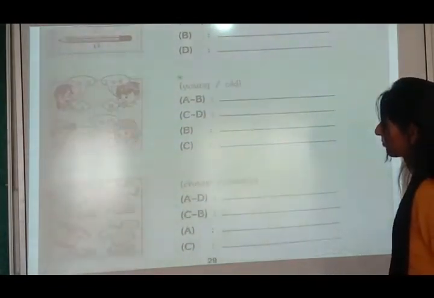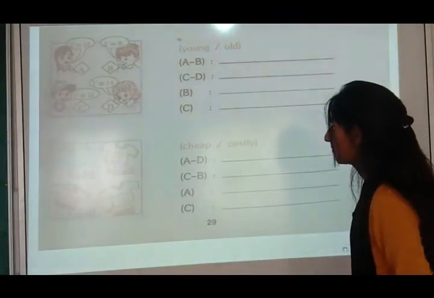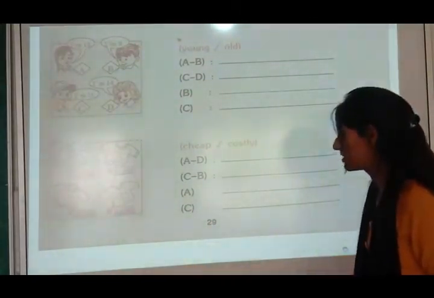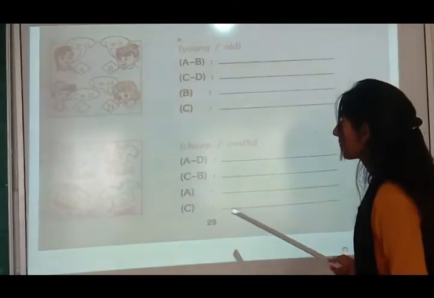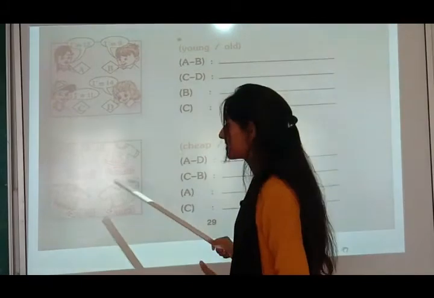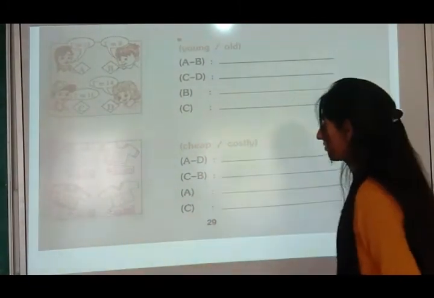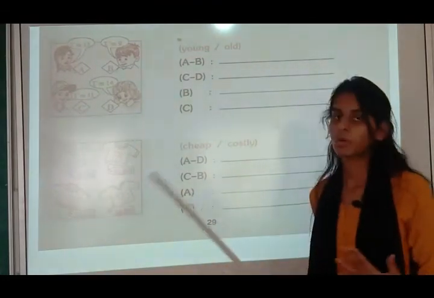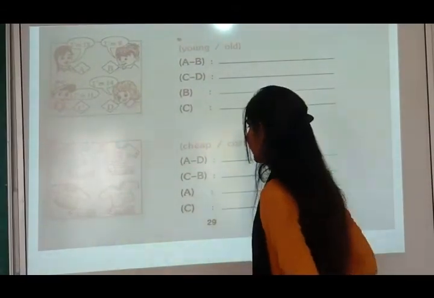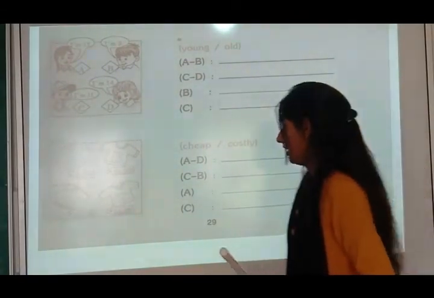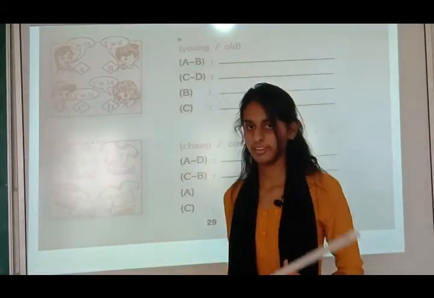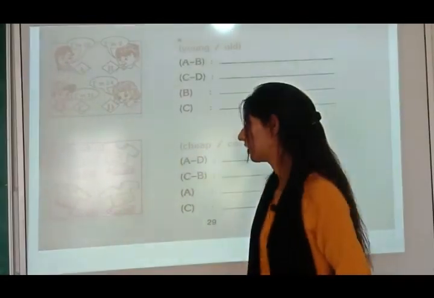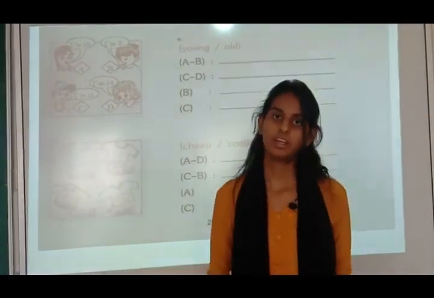Now see this. Cheap, costly. A and D. A is rupees 75 and D is rupees 85. There is a difference. So A is less costly than D. Now see C and B. C is costlier than B. A is less costly than all the others, and C is more costly than all the others. So C is much costlier than the others.